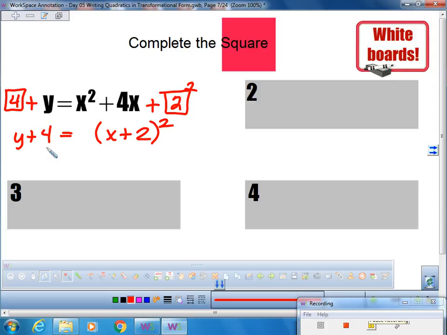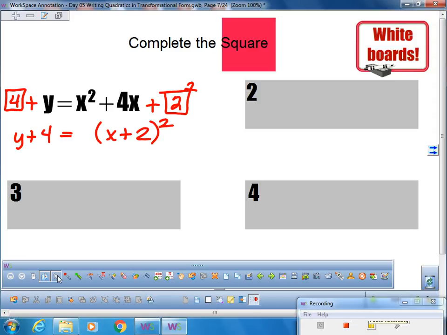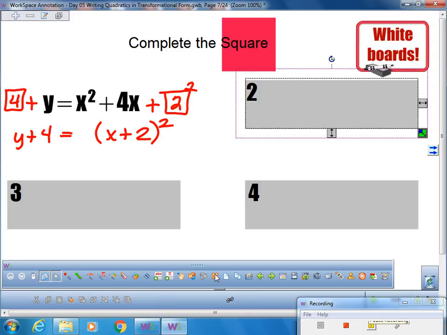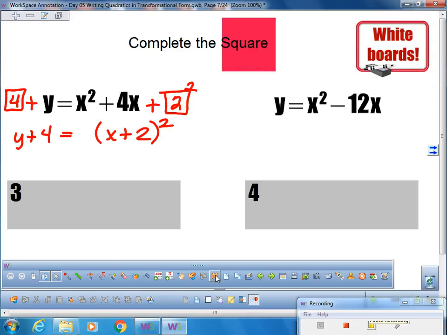So can you guys do number 2 for me? I just want to see that. Let's just chunk that. So show me that one. Do exactly like I did mine. Okay. So we're pretty good. I'd say we're about 50%.